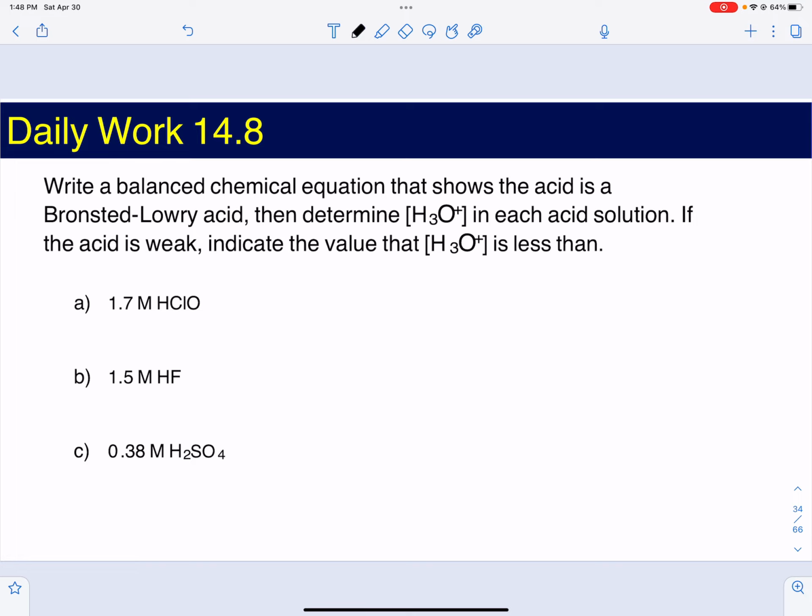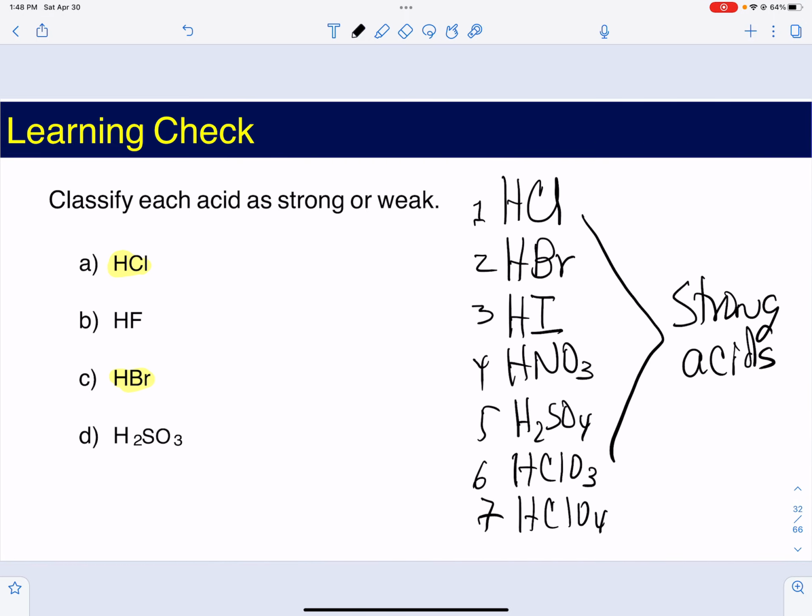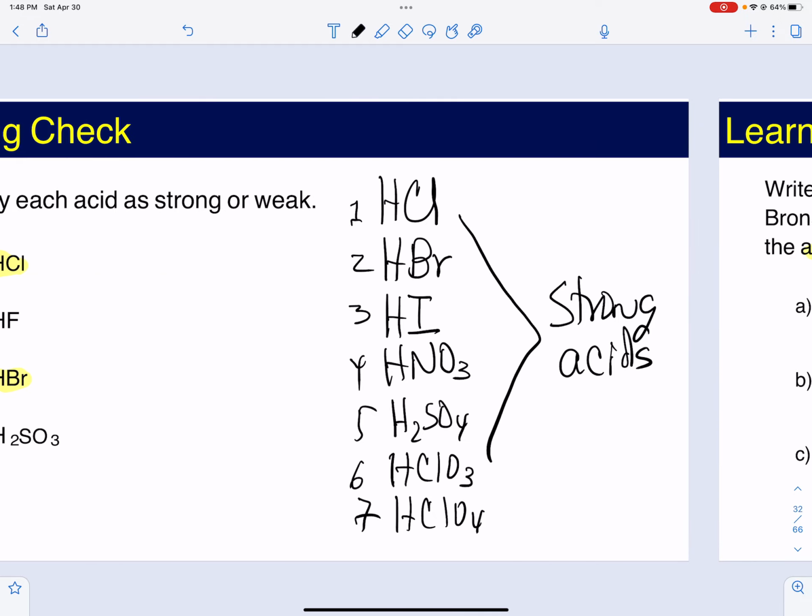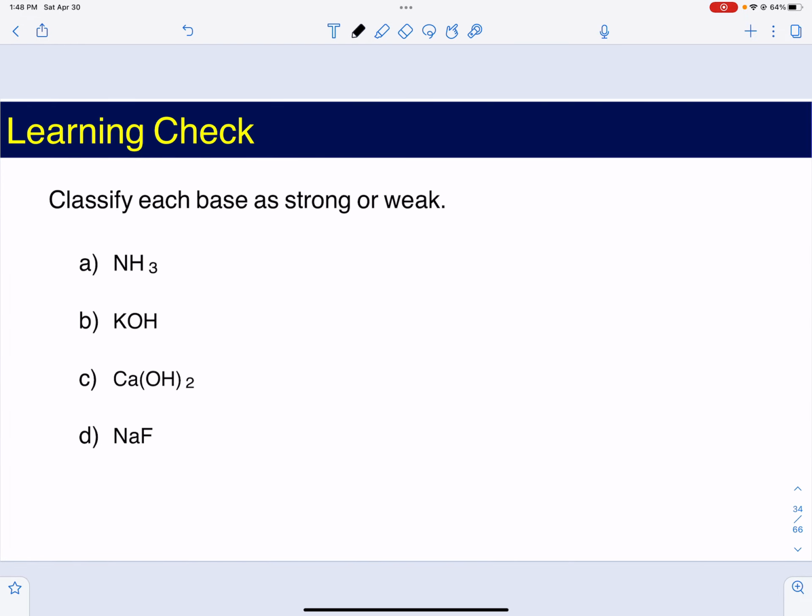So you should be able to do this problem now. Remember your 7 strong acids, right? So let's do the same thing with the bases.